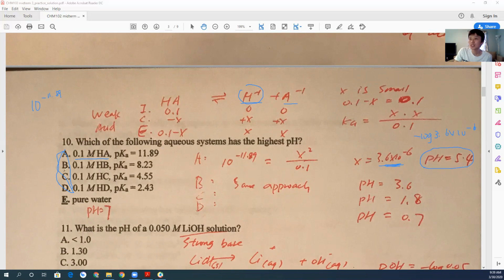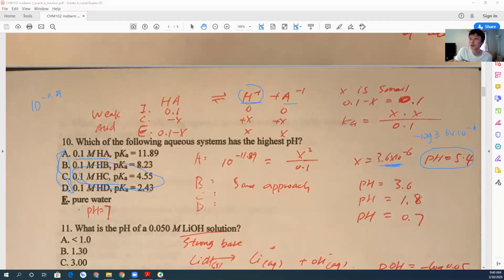For B, C, D, because the pKa value is lower, that means the Ka value is higher. You don't even need to calculate it, because you know these three acids are stronger than the first one. So their pH will be lower, because they have the same concentration and a lower pKa value. You're pretty sure that their pH is lower than the first one. But if you do the calculation, you're going to find out they're actually lower.